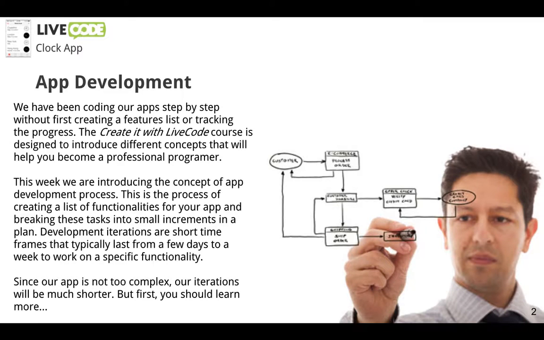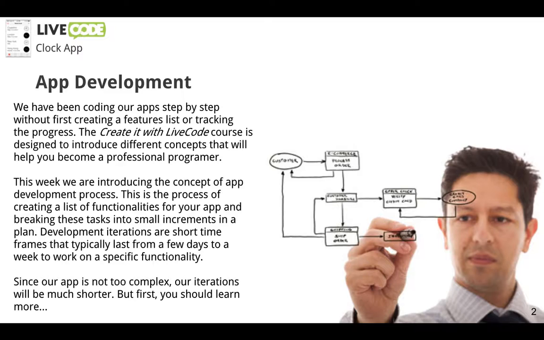We've been coding our app step by step without creating a features list or tracking our progress so far. However, the Create It with Live Code course is designed to introduce different concepts that will help you to become a professional programmer. This week we are introducing the concept of the app development process itself. This is the process of creating a list of functionalities for your app and breaking these into small tasks into small increments in a plan.